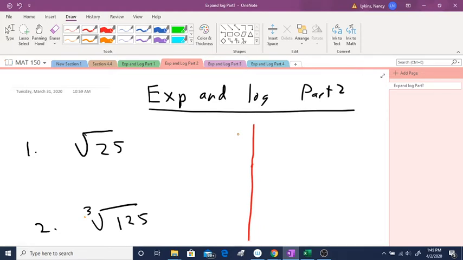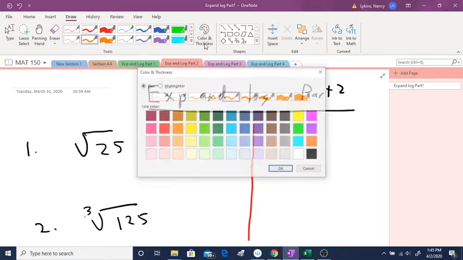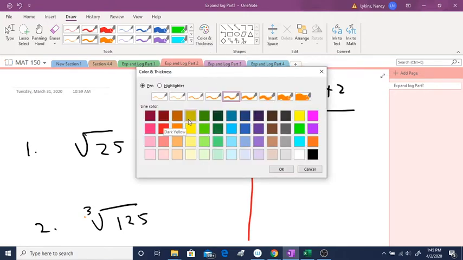Now today what I'm going to do is use some problems to demonstrate the different properties that we learned from the first video, which are the product rule, the quotient rule, and the power rule. So first, what I want you all to think about is, on the first problem, the square root of 25.